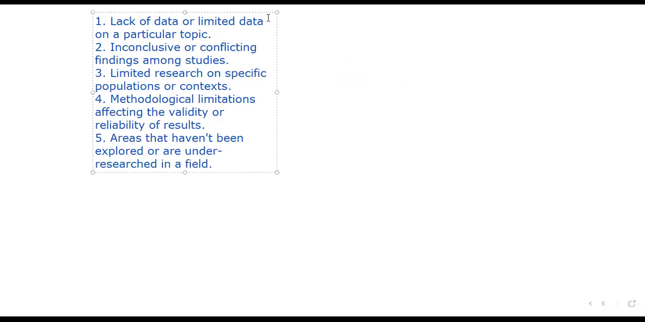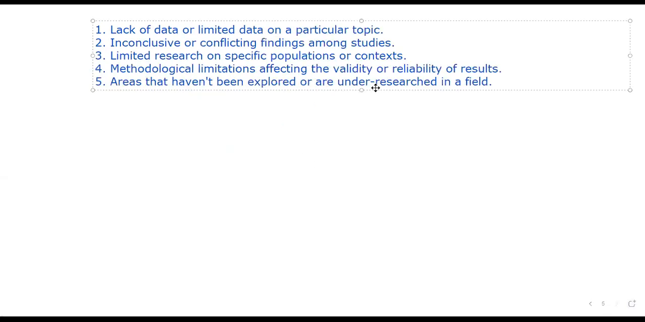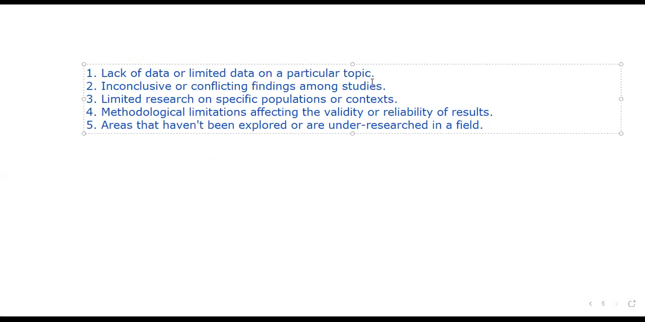And so let me just put it in a more organized way. So when there is lack of data or limited data in particular research, this is a data gap. Okay, inconclusive findings among studies. Okay, so this right here is a data gap. Okay, then there's inconclusive or conflicting findings among the studies. Limited research on specific population or context, contextual gap. Okay, so contextual gap. Methodological, this is already what I'm explaining, methodological gap.